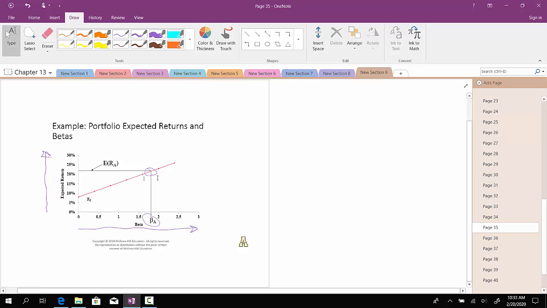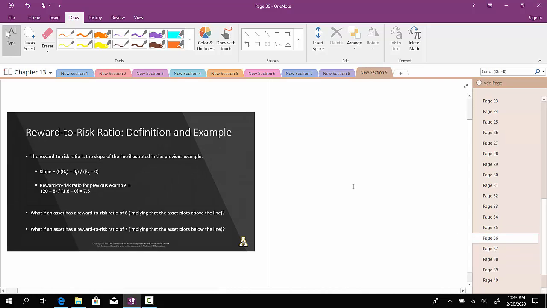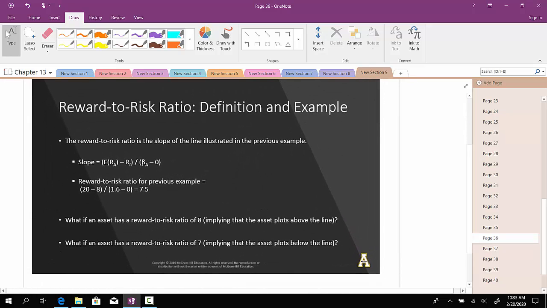Okay, now what actually gets us this line right here? Okay, so there is something called the reward to risk ratio, and we refer to this as the slope often when it comes to that linear line that I just presented to you. Now, I don't want to really focus too much on the slide.